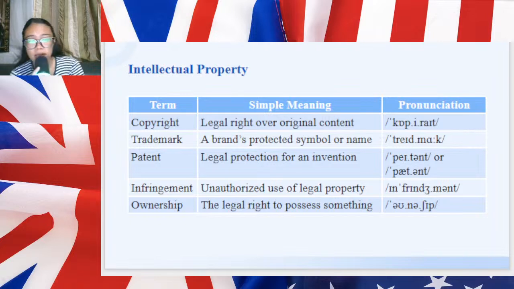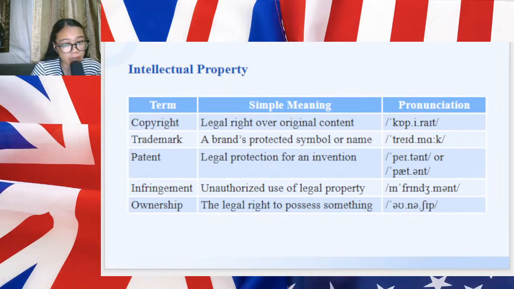Next is infringement. This is unauthorized use of legal property. It is the act of violating someone's intellectual property rights or IP rights, such as copyright, trademark, or patent, by using their protected work or invention without permission. It's the legal consequence if you try to violate the three terms we've mentioned earlier.